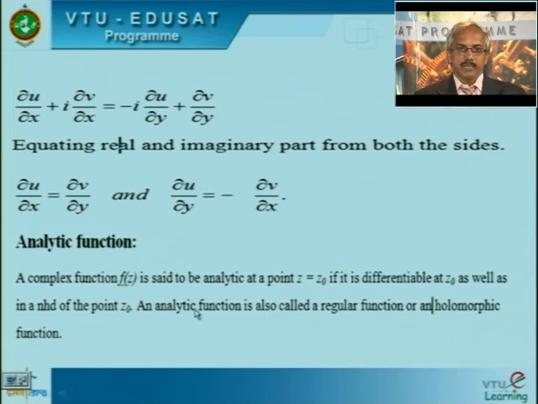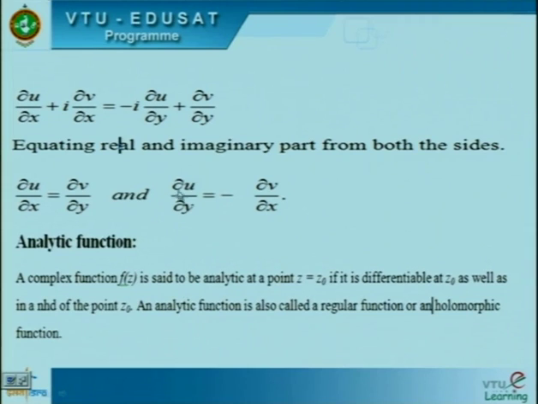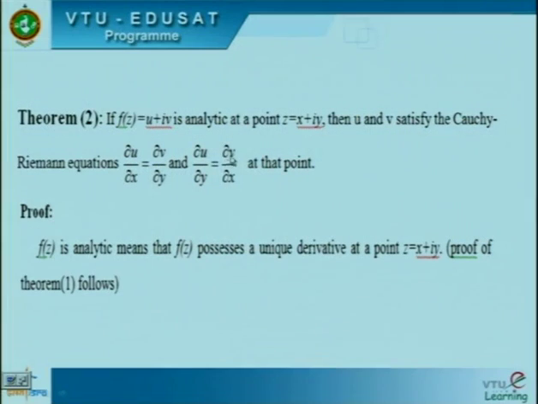So that analytic function means it is also a differentiable function in complex analysis. Therefore, for the above theorem we can use this analytic function definition, and then we can state the theorem like this: if f(z) = u + iv is analytic at a point z = x + iy, then u and v satisfy the Cauchy-Riemann equations.